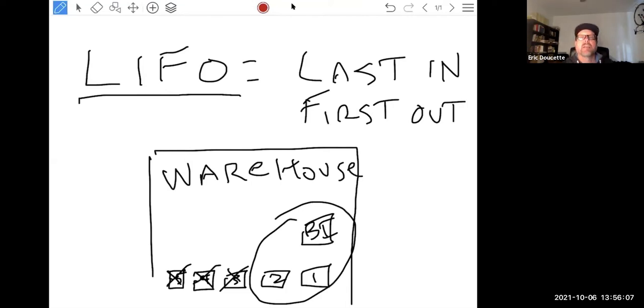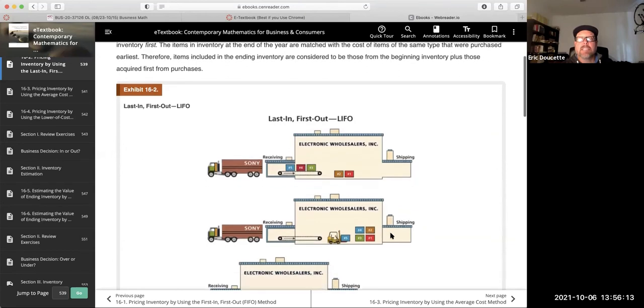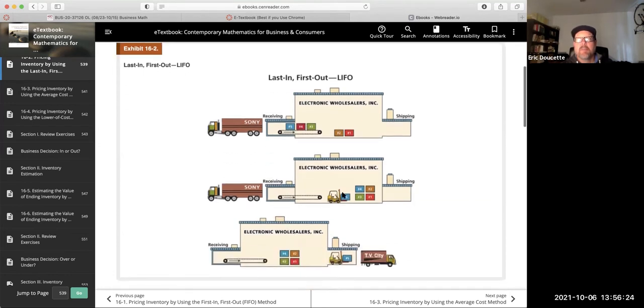Again, to go back to your book here, let me share my screen on the book. And so here's the last in, first out illustration. You have your truck coming up and they're putting in each one. So there's 1, 2, 3, 4, 5. And then, however, when they're getting ready to ship them, they don't take number 1. They don't take the first one they put in and ship it out first. They take the last one they put in and they send that out first.